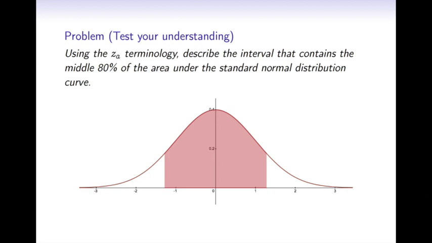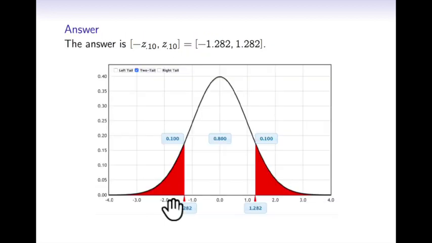Hopefully you've thought about this and you've realized that if I want to contain 80% here in the middle, that remaining 20% of the area has to be contained equally in the right tail and the left tail. So I need to have 10% of the area over here and 10% over here. The z sub a's are always phrased in terms of right cutoffs, so we'll want z sub 0.10 on this side, and then we can just reflect that and have negative z sub 0.10 on this side. So our interval should extend from negative z sub 0.10, that's our left, to z sub 0.10, that's our right cutoff.